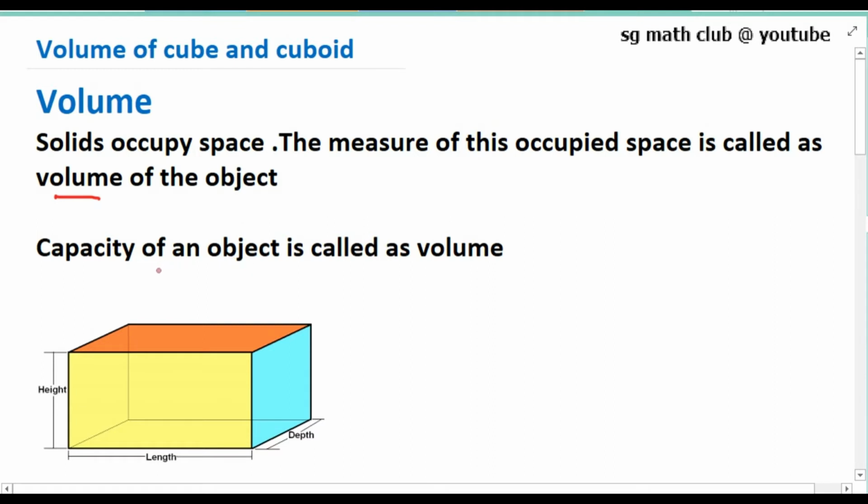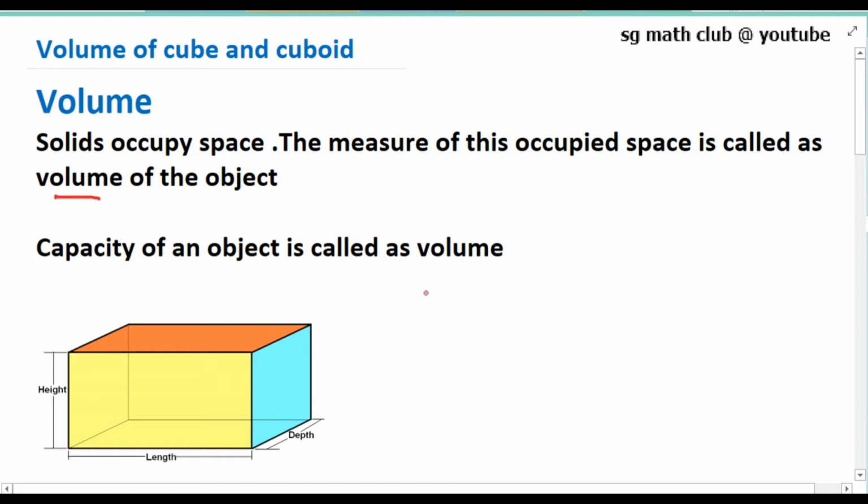Now let's see how to find out volume of the cuboid. We know cuboid is a solid figure having 6 rectangular faces, and it has got 12 edges, 8 vertices. All the faces are rectangle in cuboid. It is a 3-dimensional figure. It has got length, breadth and height. Also we know that when you arrange rectangular sheets of paper, you will get this cuboid.